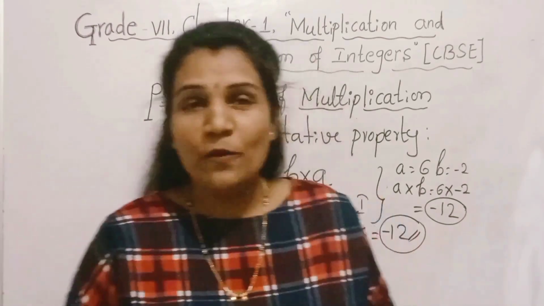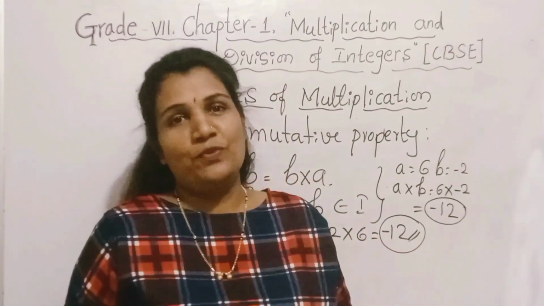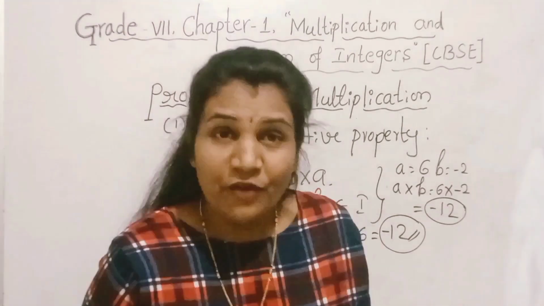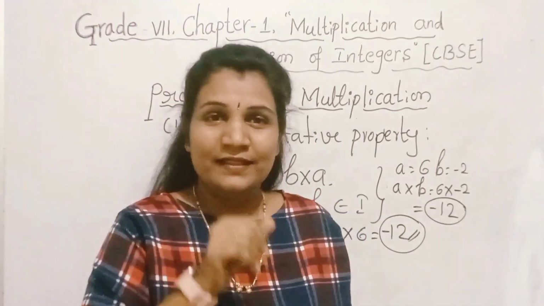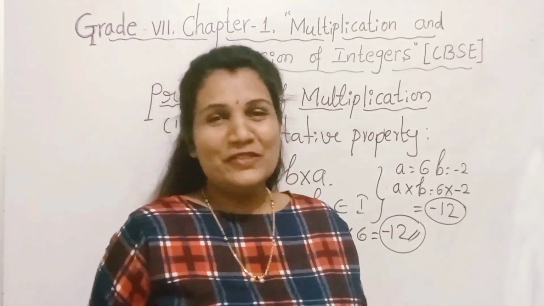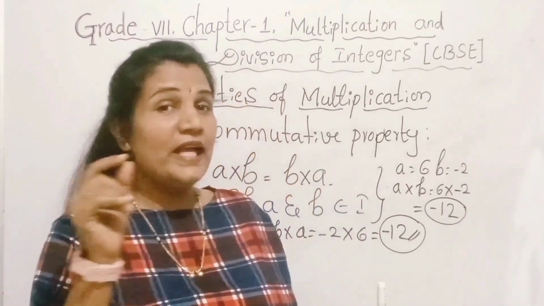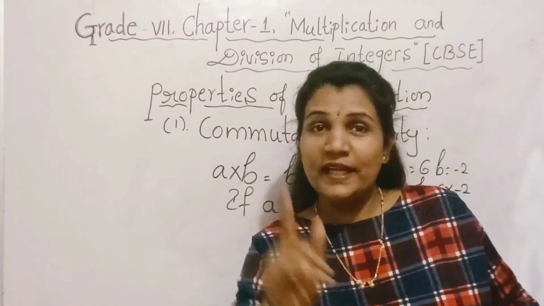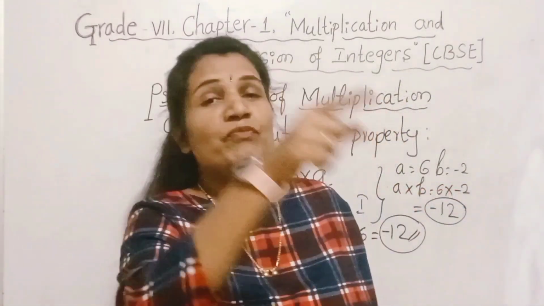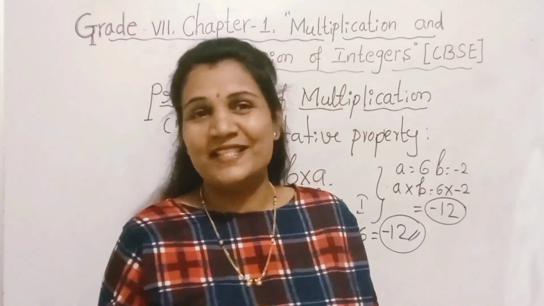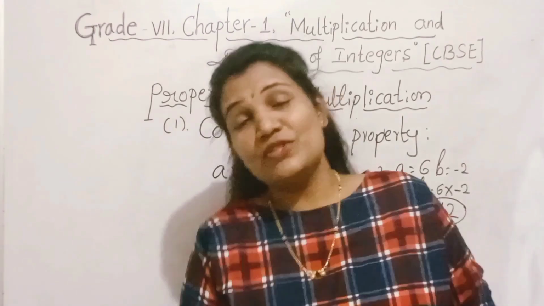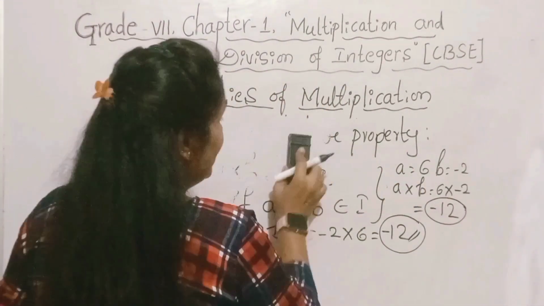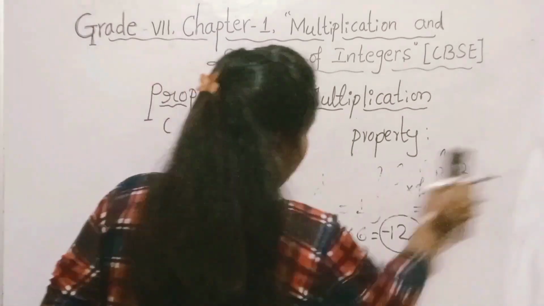Now we'll go to the associative property. What does it say? If a, b and c are any three integers, then (a into b) into c is equal to a into (b into c). This is called the associative property.